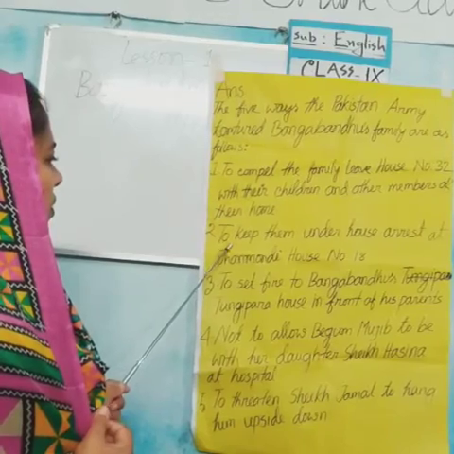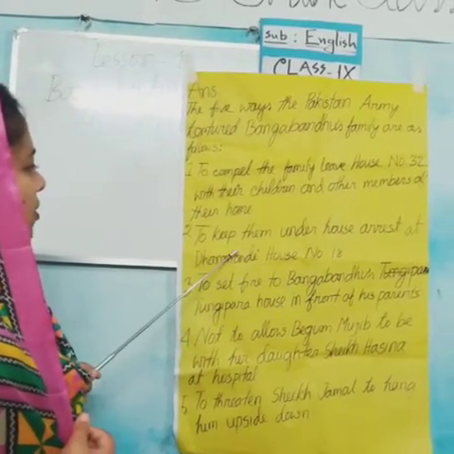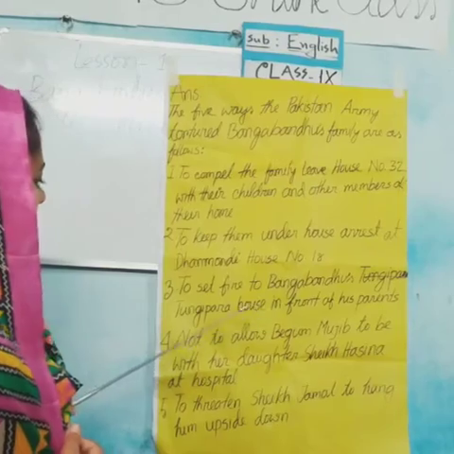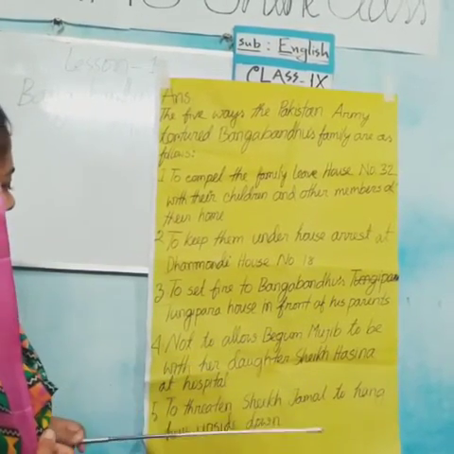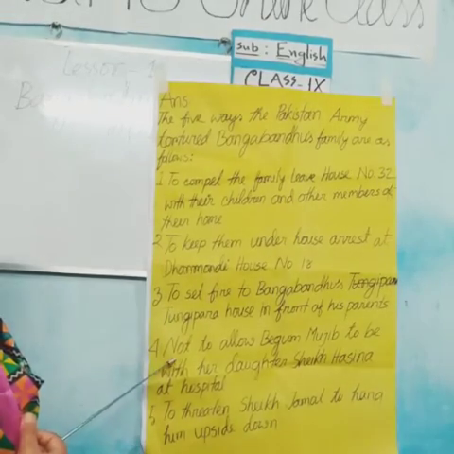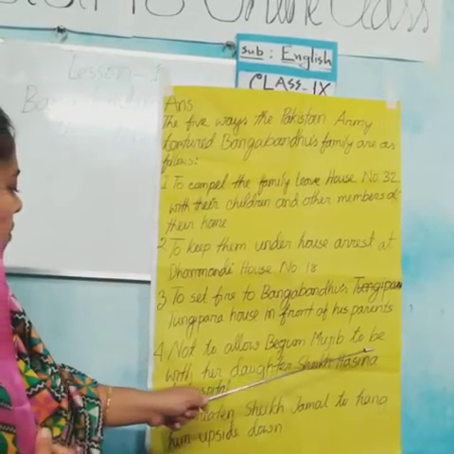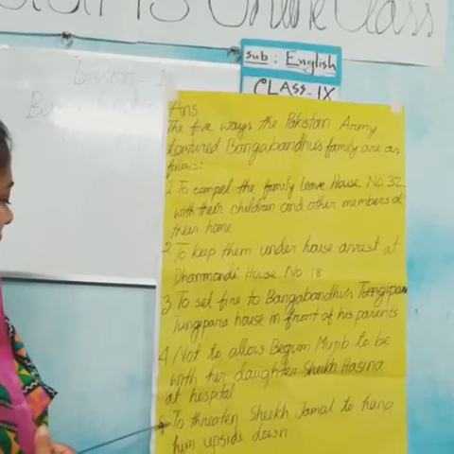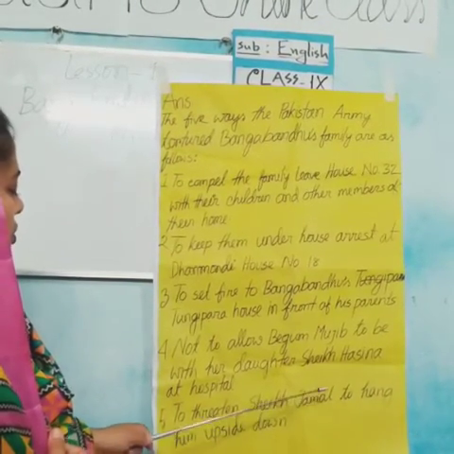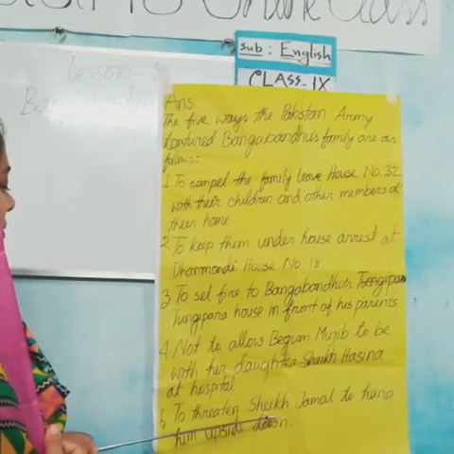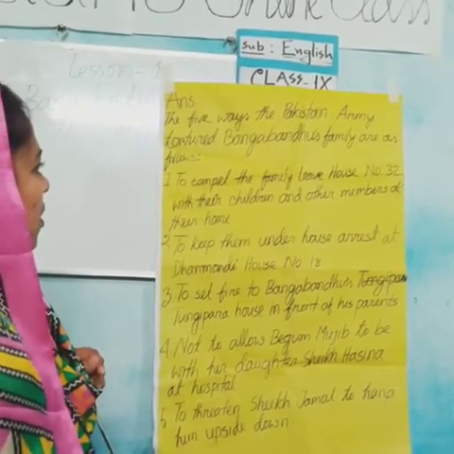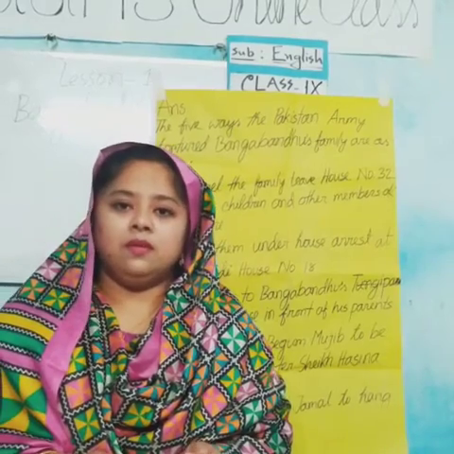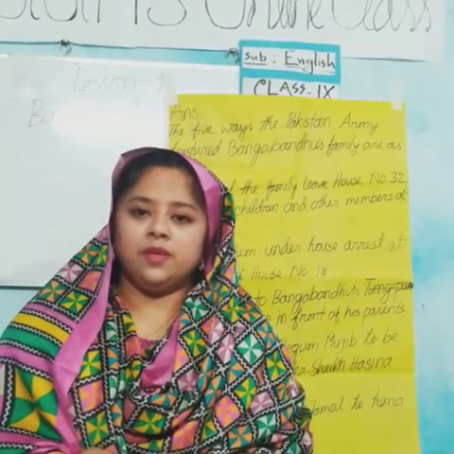Number 2. To keep them under house arrest at Dhanmondi house number 18. Number 3. To set fire to Bangabandhu's Tungipara house in front of his parents. Number 4. Not to allow Begum Mujib to be with her daughter Sheikh Hasina at the hospital. Number 5. To threaten Sheikh Jamal that they would hang him upside down. So, my dear students, we can see how they were tortured by the Pakistani army.